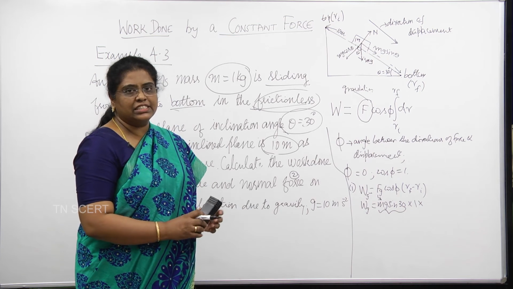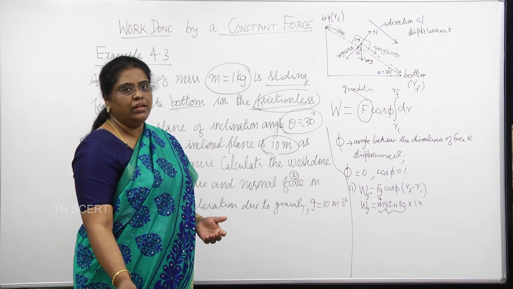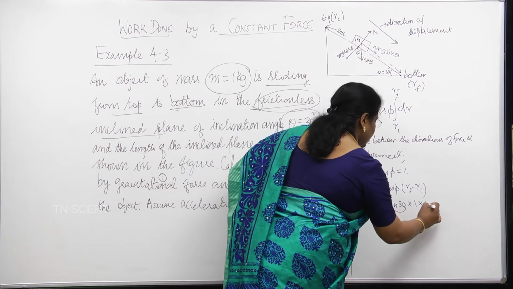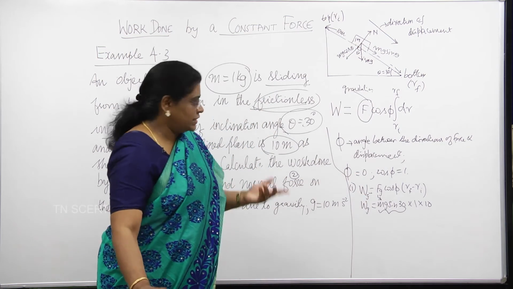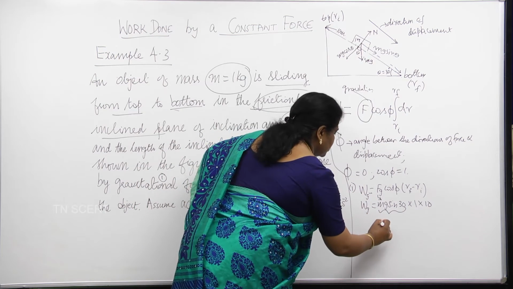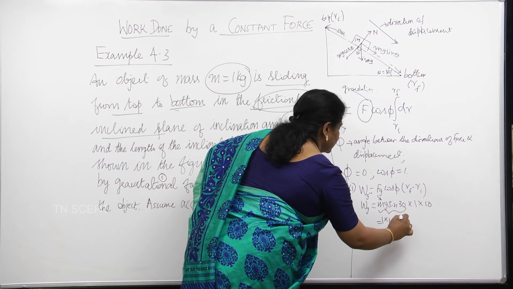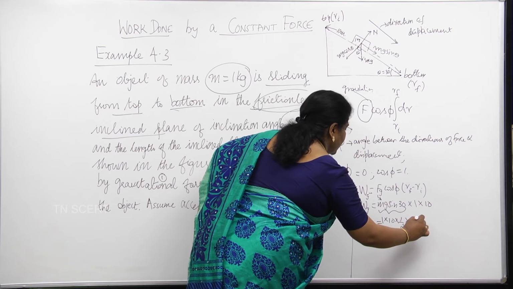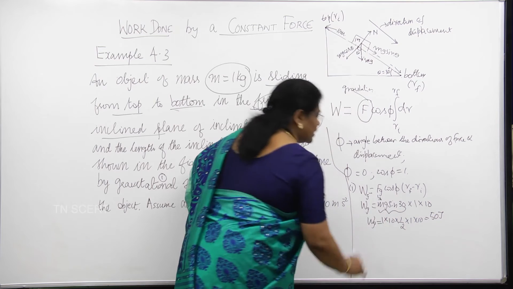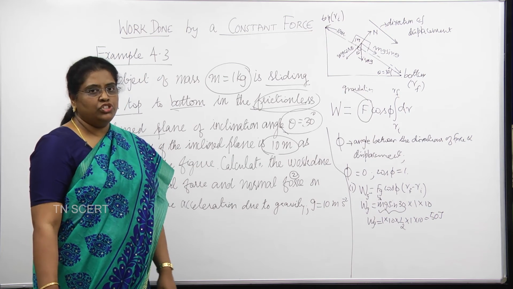And then what is r final minus r initial? That is the total distance. Since it is travelling from the top to the bottom, the total displacement would be equal to the length of the inclined plane, which is already given as 10 meters. So, what is sin 30? It is half. The mass of the object is 1 and g is given as 10, sin 30 is half, and substituting these values, it happens to be 50 joules. So, the work done by the gravitational force is 50 joules.